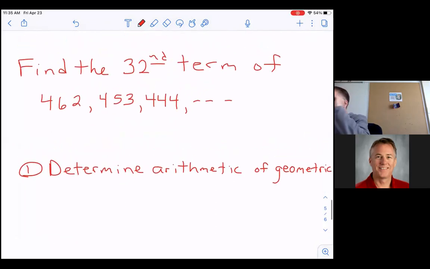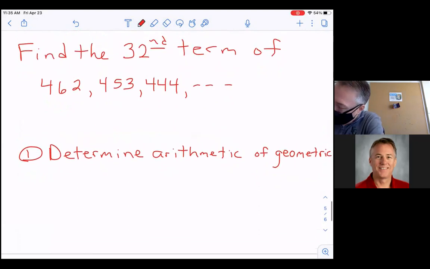All right, so guys, what do we think? Is this one arithmetic or geometric? Are we adding or are we multiplying? Subtracting, right? So we're adding, subtracting. Yeah, so that makes it arithmetic. Very good. So this is arithmetic.